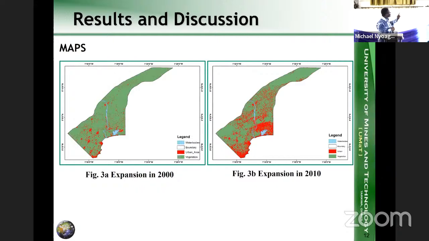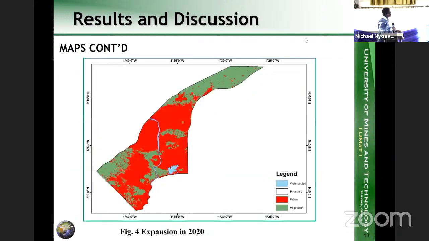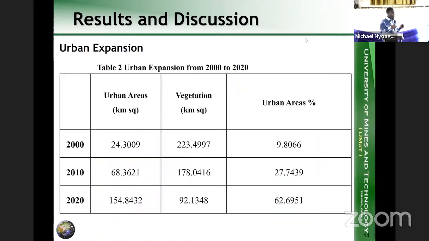So in that regard, we decided to take note of the various land use land cover changes that occurred within the Upper Shama area from the year 2000 to the year 2020. And we realized that urbanized areas in the year 2000 were 24.3009 square kilometers, while vegetation was so huge, considering 223.499 square kilometers.